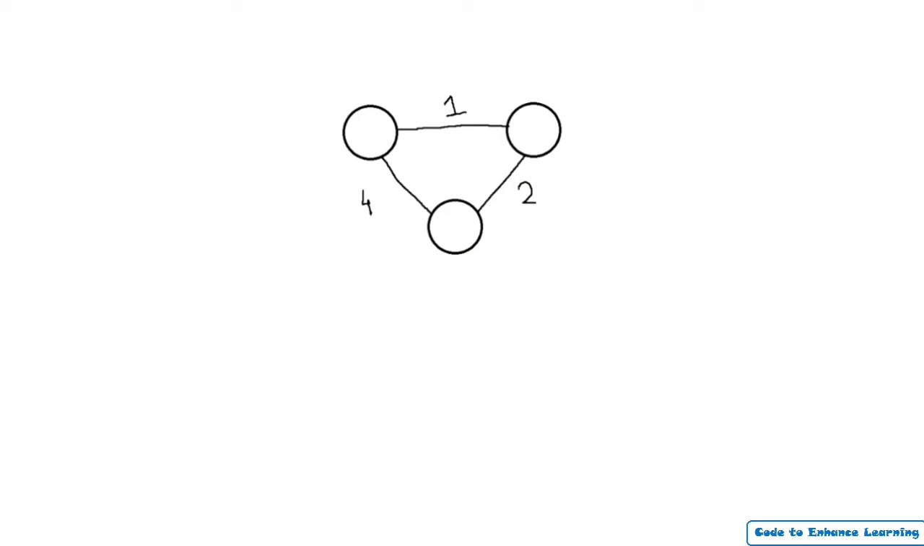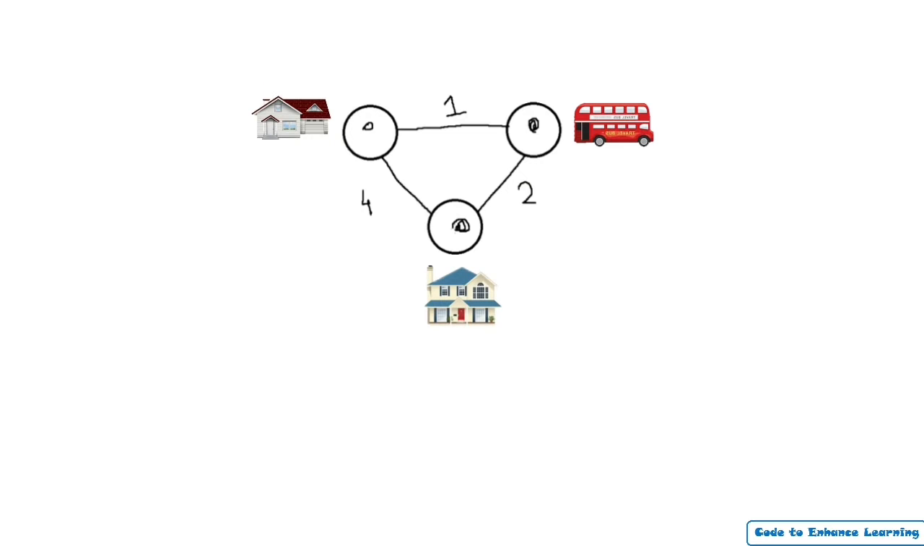As you have seen in the video, this is our graph. The first circle over here represents our home, the second circle represents the bus stop, and the third circle represents our friend's home. The distance between our home and the bus stop is 1 kilometer. The distance from the bus stop to our friend's home is 2 kilometers, and the distance from our home to our friend's home is 4 kilometers.